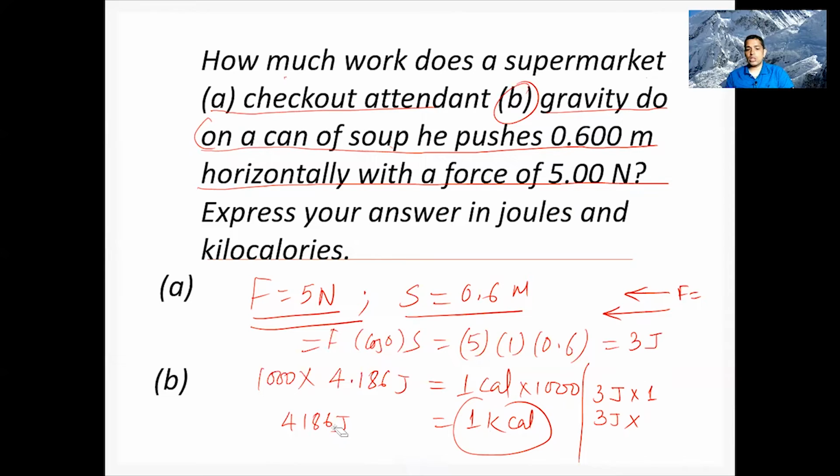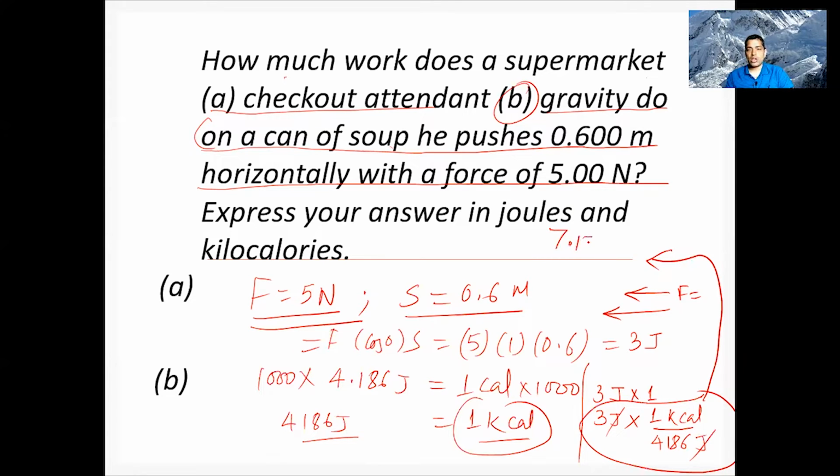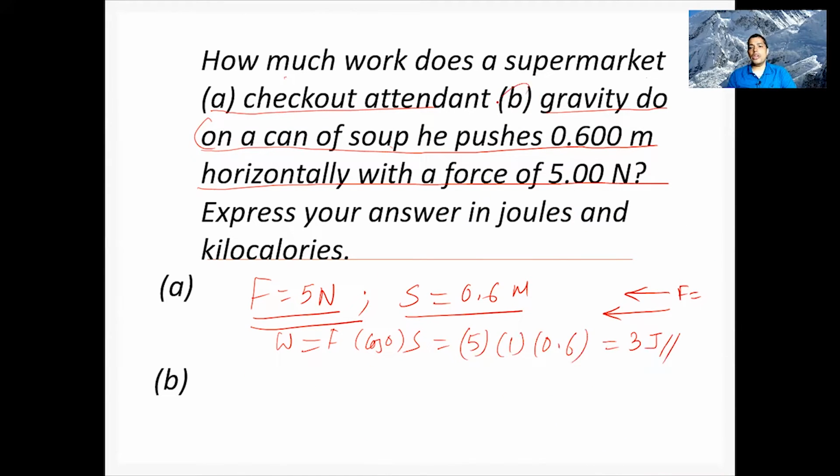So you want to cancel the joule. That's why you want to have joule on the bottom and this on the top. So 1 kilocalorie on the top and 4186 joules on the bottom. So this joule and joule cancel out. If you do that, you end up getting 7.1710 to the -4 kilocalorie. That's the answer, okay? Now, B, the gravity.